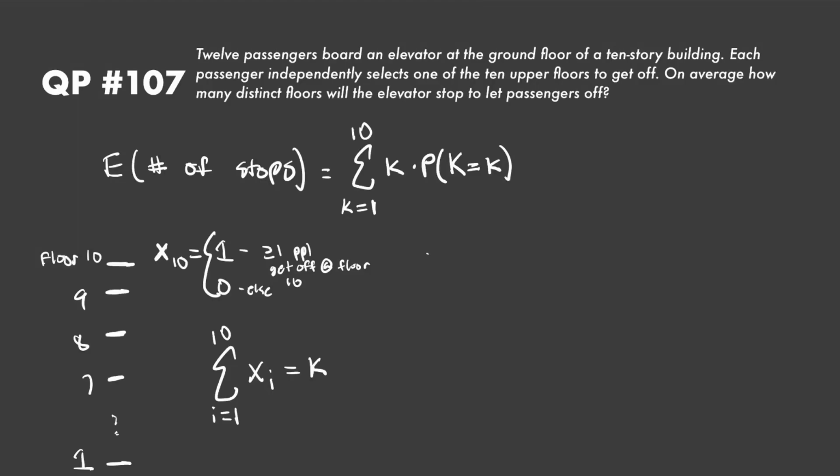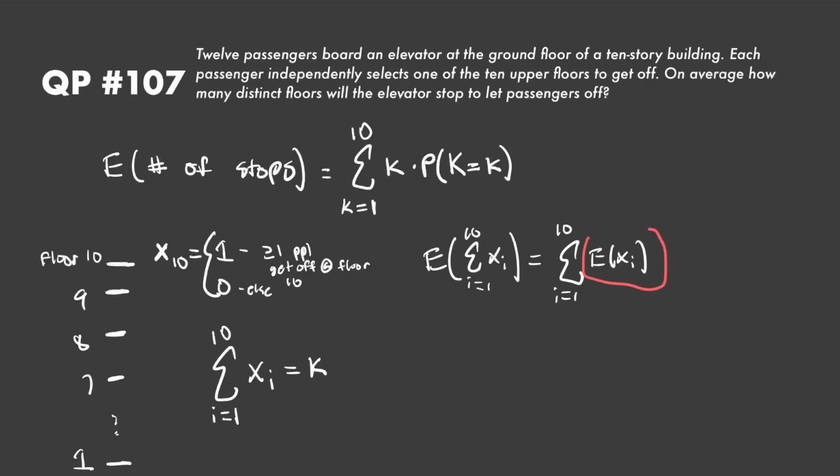Now I can just replace k with the summation, so now I'm taking the expected value of the sum of these indicators right here, and then we know with linearity of expectation, that's just going to be equal to the expected value of x1 plus the expected value of x2, etc., right? Now, since all of our indicators are basically doing the exact same thing, we can just find the expected value of one of our indicators and then just sum it up 10 times, and that will give us our final answer.